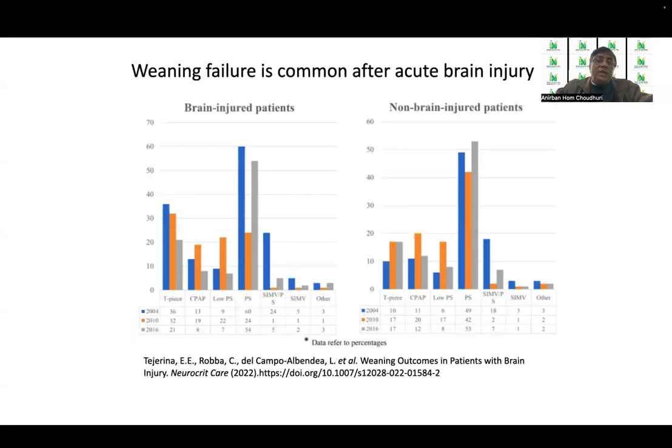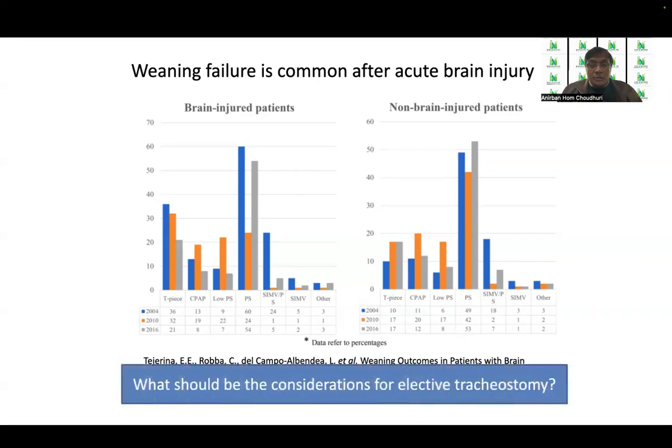But one should know that weaning failure is much more common after acute brain injury, and any subtle improvement in the neurological level of consciousness should not prompt instantaneous weaning followed by extubation, because that will only lead to reintubation and increase the risk of all the complications that are associated with reintubation. So across all the modes, it has been found that the chances of weaning failure are higher in patients with acute brain injury as against non-brain injured patients.